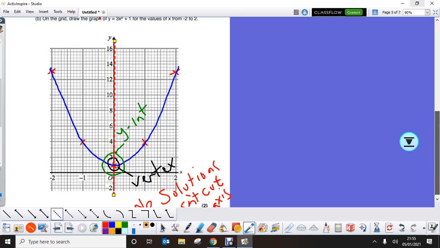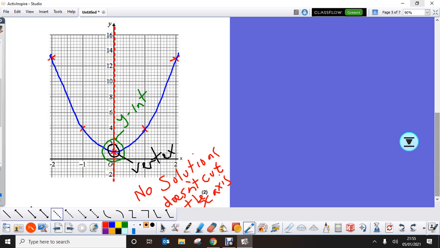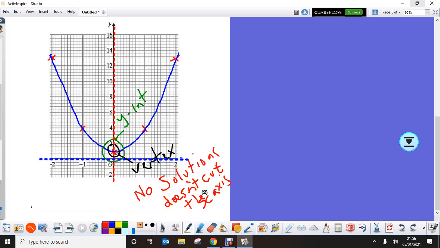Okay, but this time it doesn't cut the x-axis at all. Okay, so if you can see, the x-axis goes across there. My graph doesn't reach the x-axis, so therefore it's classified as having no real solutions. Okay, so there's no solutions to this one because it doesn't cut the x-axis.